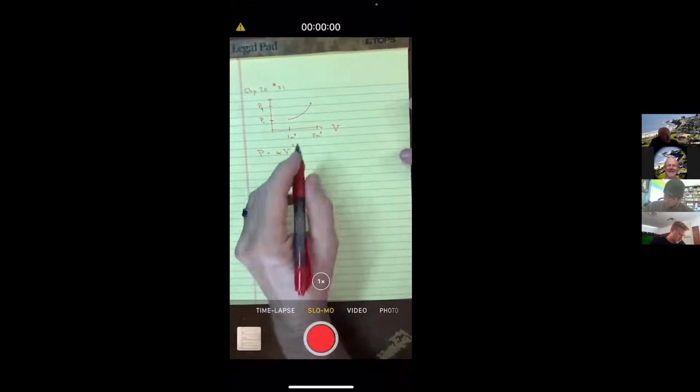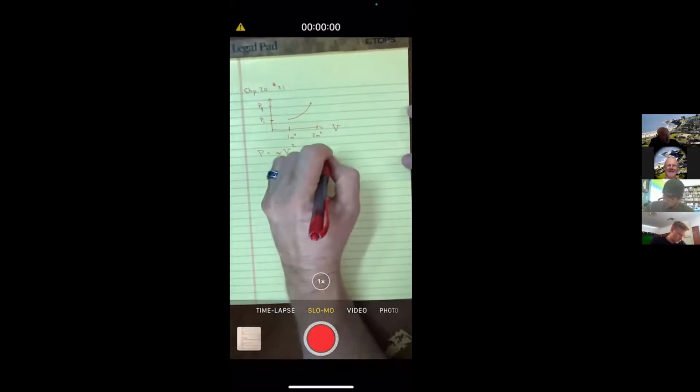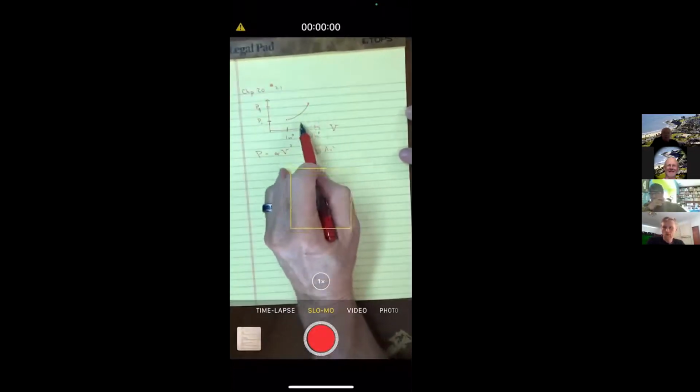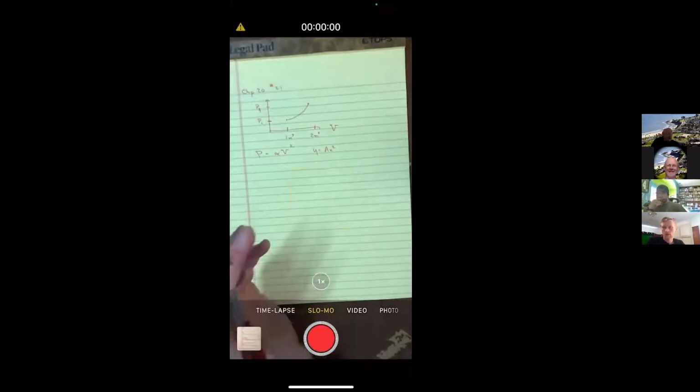So to me, making a graph of y equals some constant times x squared would be a parabola. So not a surprise they drew a picture that looks like a parabola. They're showing me a nice little graph of a parabola here. All right, so go back to the reading.